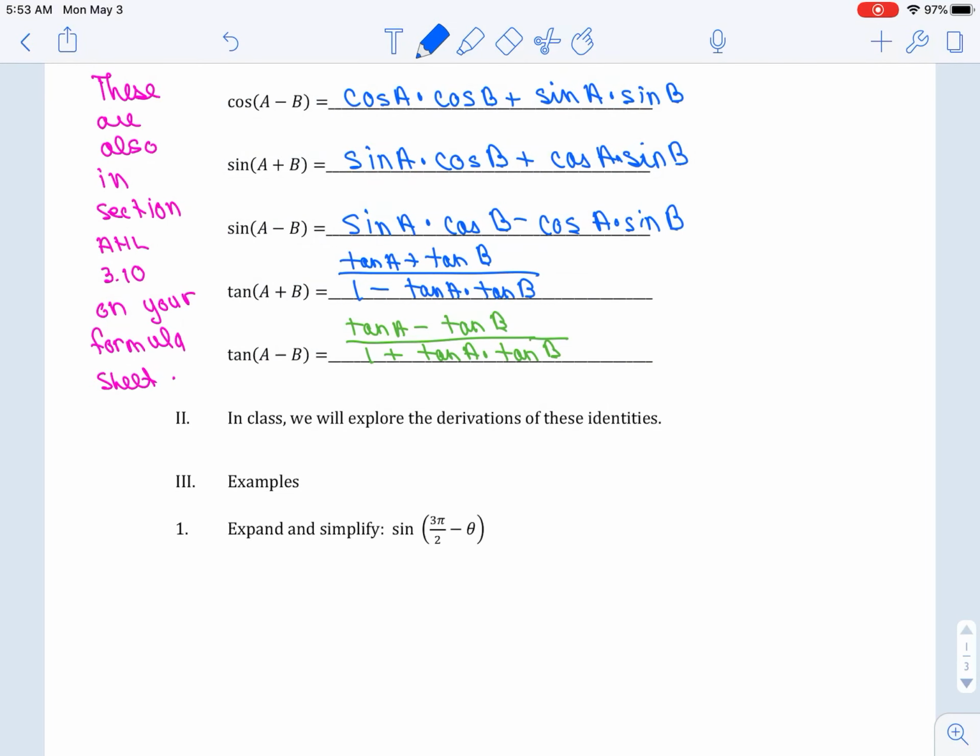All right, so we have the sine of the difference of two angles, 3 pi over 2 minus theta. We don't know what theta is. And it just says expand and simplify. So we'll simplify it as much as we can. And we're going to be using the formulas up here.